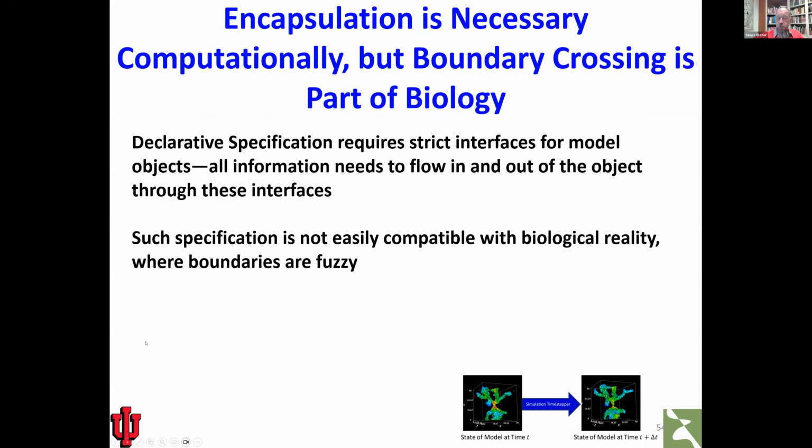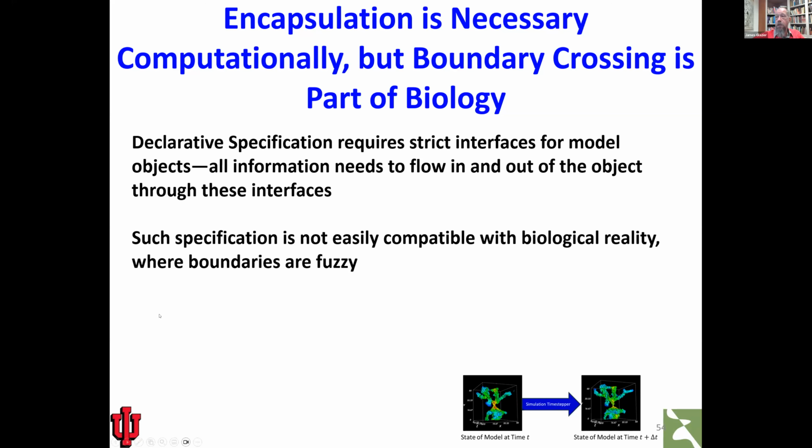Encapsulation is necessary computationally. We need objects, and we need to have interfaces. We need information to flow in and out of the object through these well-defined interfaces. In biological reality, because the actual physical boundaries of objects are fuzzy and crossed, it's not always easy to make that correspond. If we're going to have a list of cell types in a simulation, then every object will be of one type at any given time. I suppose we could define a set of membership probabilities. Things get a little bit messy.